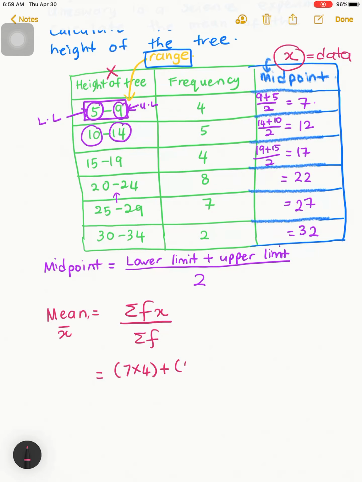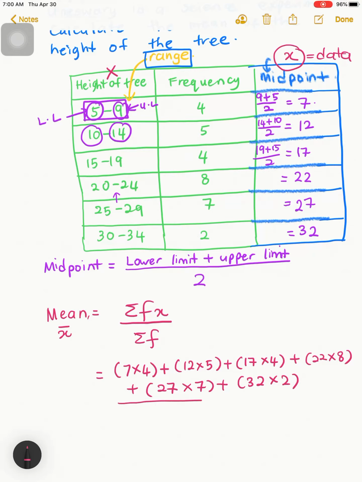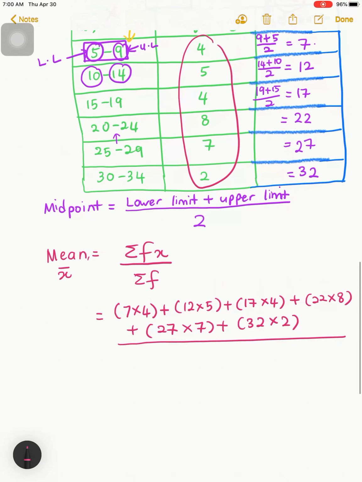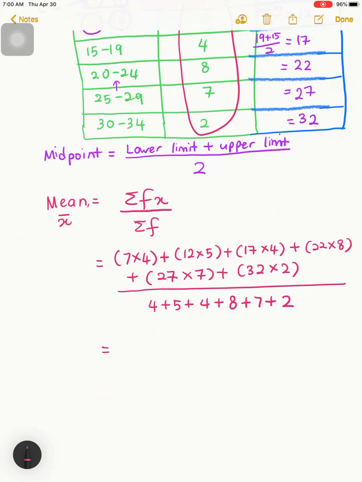First thing first, multiply it together: 7 times 4 plus 12 times 5 plus 17 times 4 plus 22 times 8 plus 27 times 7 plus 32 times 2. Then we divide this by the total number of frequency. So what do we have? 4 plus 5 plus 4 plus 8 plus 7 plus 2.